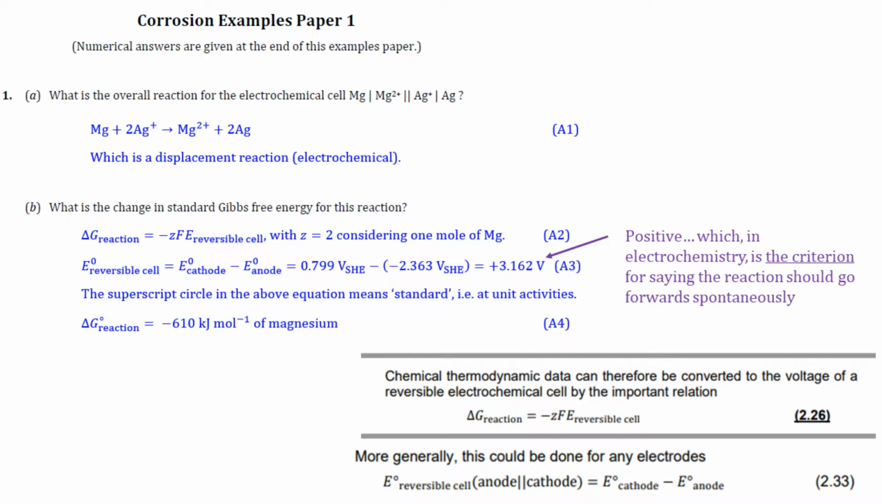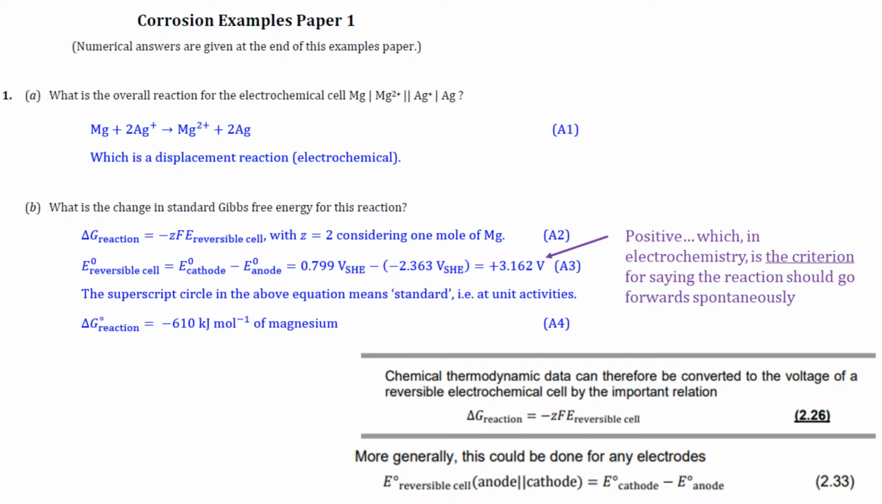and you see that it says the delta G of reaction equals minus charge times reversible cell voltage, and at standard concentrations, equation 2.33 says that the reversible cell voltage is simply the cathode standard equilibrium potential minus the anode standard equilibrium potential. Putting values in from the data in the question, you get equation A3, and you see you evaluate a nice big positive cell potential of plus 3.162 volts.